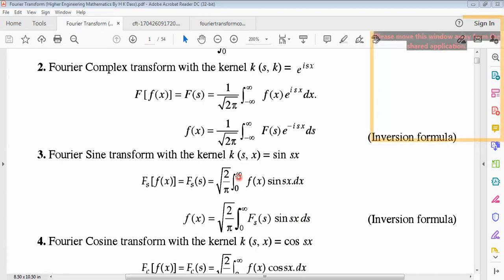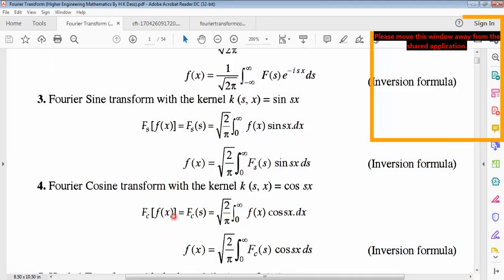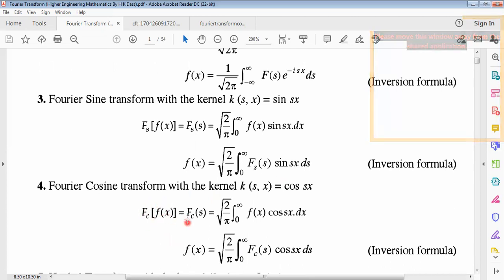Similarly, for the cosine transform, the kernel will be what? Cos sx. Sin sx will be cos sx for the cosine transform. So it is the same formula, just the suffix c is used to mean the Fourier cosine transform. So F_c of f of x, read as the Fourier cosine transform of f of x, equals root over 2 by pi, integral from 0 to infinity of f of x cos sx dx.